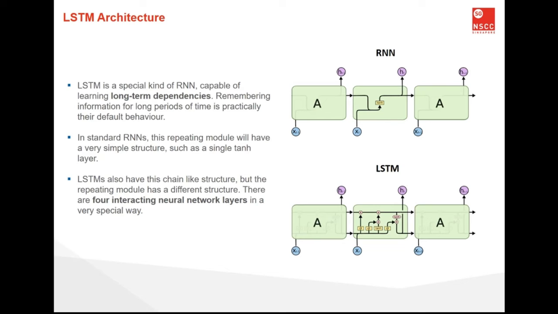There are 4 interacting neural network layers in a very special way. At a high level, LSTM works very much like an RNN cell. Here is the internal functioning of the LSTM network. The LSTM consists of 3 parts, as shown in the image, and each part performs an individual function. The first part chooses whether the information coming from the previous timestamp is to be remembered or is irrelevant and can be forgotten. In the second part, the cell tries to learn new information from the input to the cell. At last, in the third part, the cell passes the updated information from the current timestamp to the next timestamp.